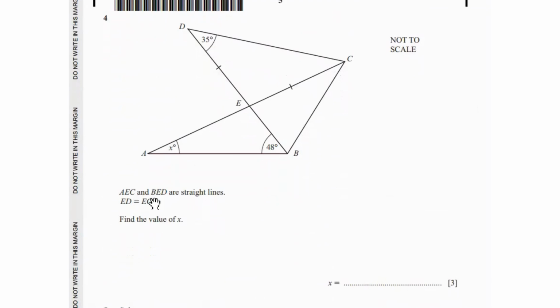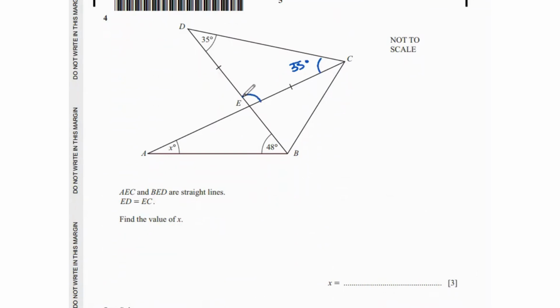Then it says AEC and BED are straight lines. ED equals EC, which is also shown on the diagram. You have to find the value of x. So first, what I'm going to do is, if ED equals EC, that means these two angles are also going to be equal because this triangle EDC is an isosceles triangle. If opposite lengths are equal, opposite angles are also equal.